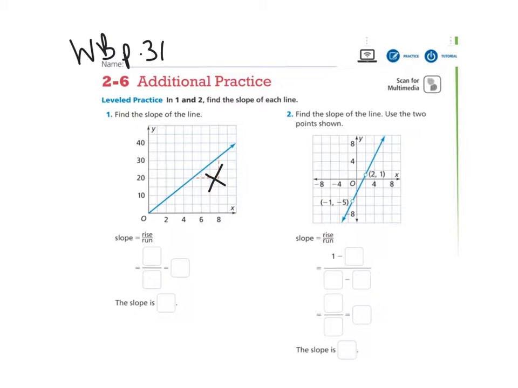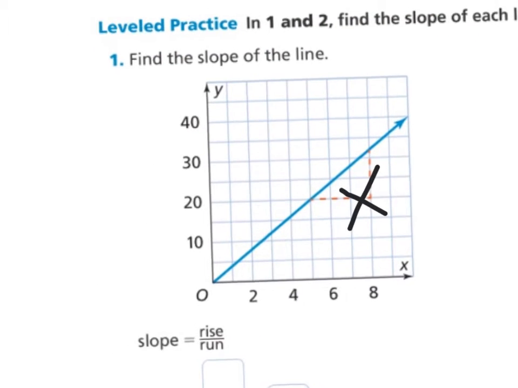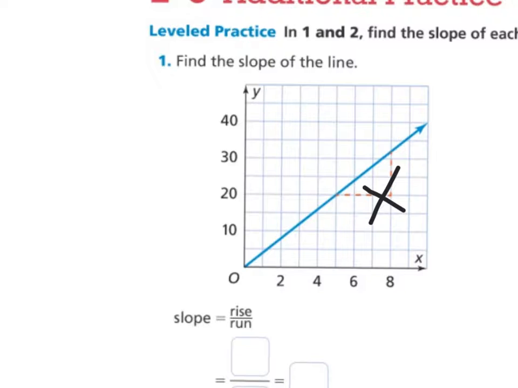Workbook page 31, finishing up our lesson on slope. If you look at number 1, once again, they have this triangle underneath, which is not how we're doing these, because slope we're looking at as a change in y over change in x. We want to look at our y first and then our x. So, not a big fan of that triangle.